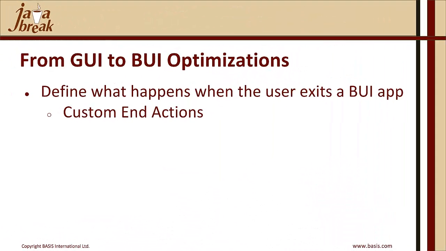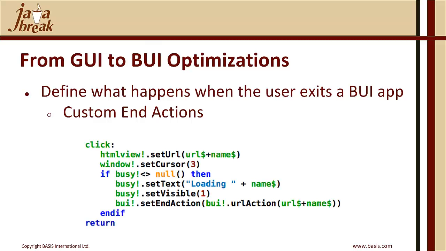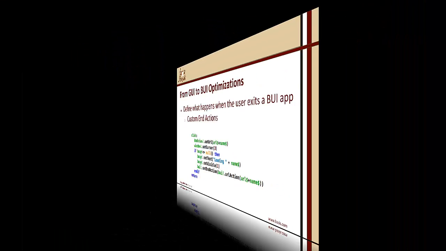As we said earlier, we can also define what happens when the user exits a BUI app. We have custom end actions. So here's a piece of sample code that shows how we can set the end action. We could either set it to another BUI app to run or to a URL to go to.